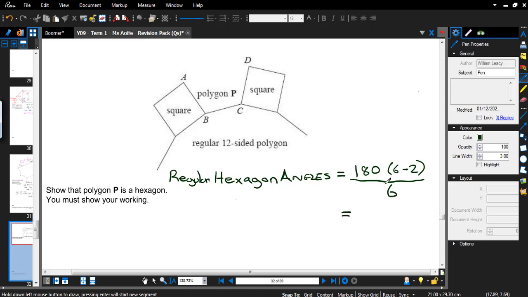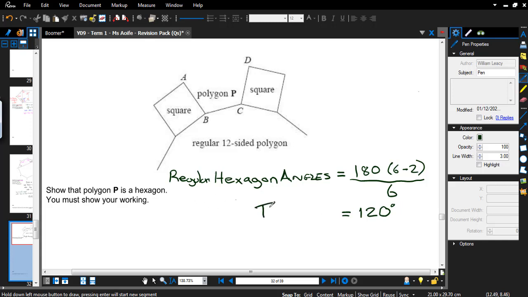And that equals, well actually, there's a couple ways you could do it. 180 divided by 6 is 30. 30 times 4 is 120. Or you could say 180 times 4 is 720, divided by 6 is 120. Whatever way you want to do it, doesn't really matter. 120 degrees, so we need to prove that.